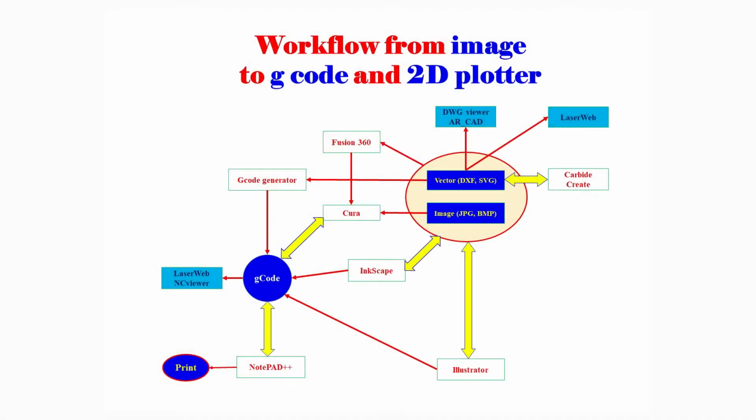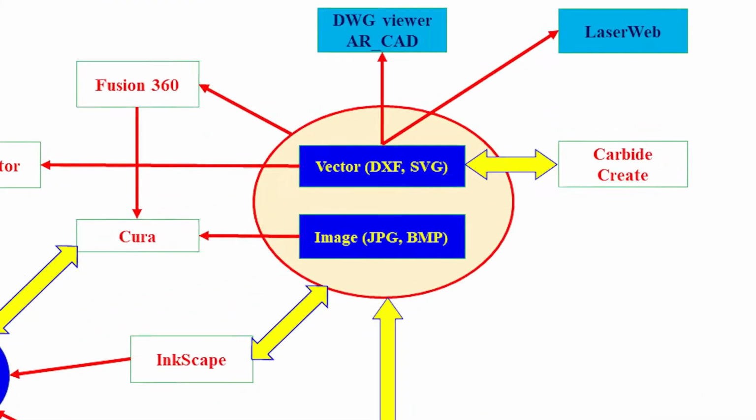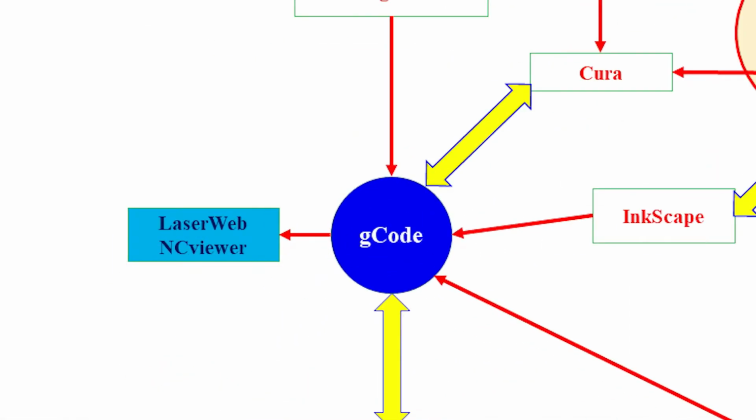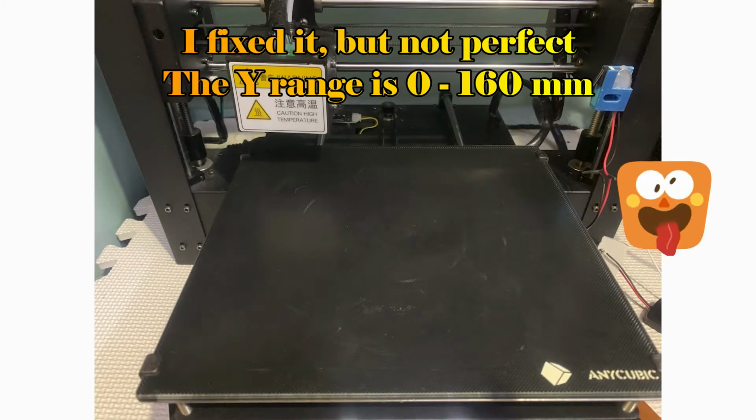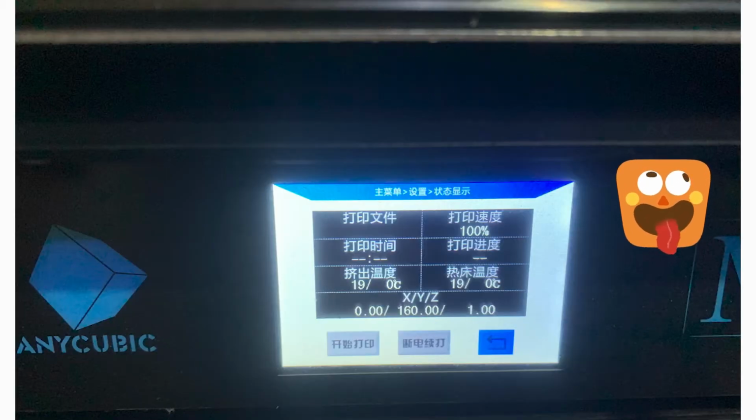Today, I will tell you the workflow: how to change the image data to G-code and finally 2D plot it out. All of it is my own experience, and some of it really hurt. My 3D printer is still not completely recovered.